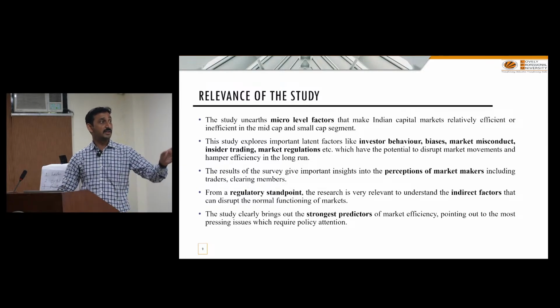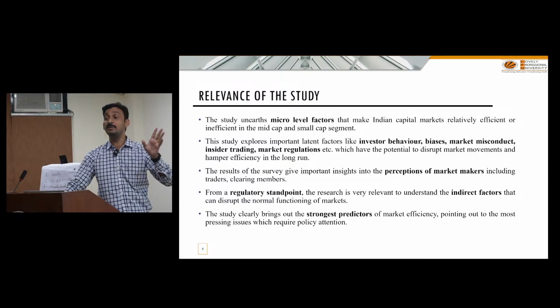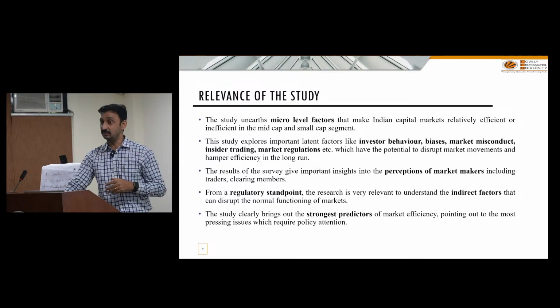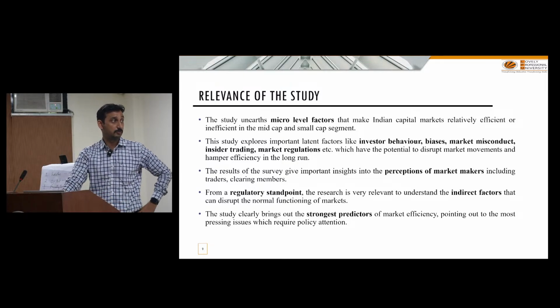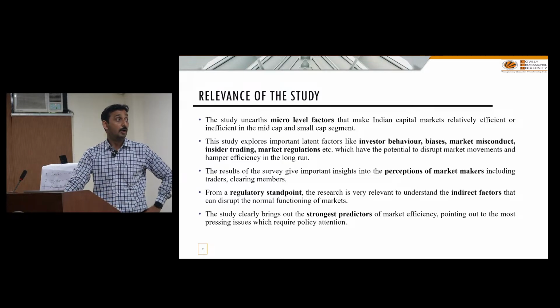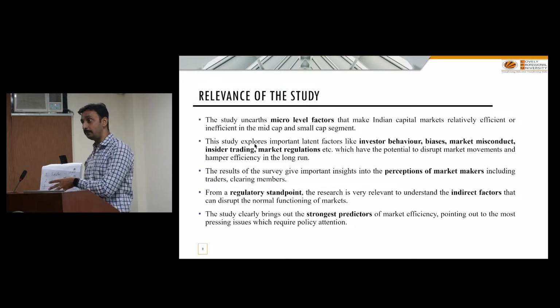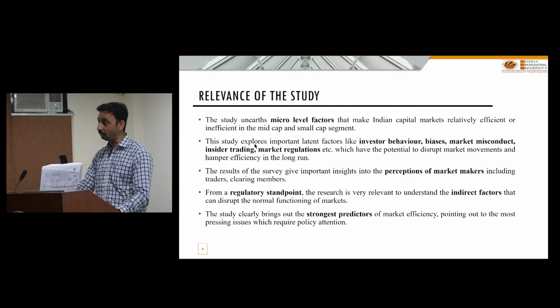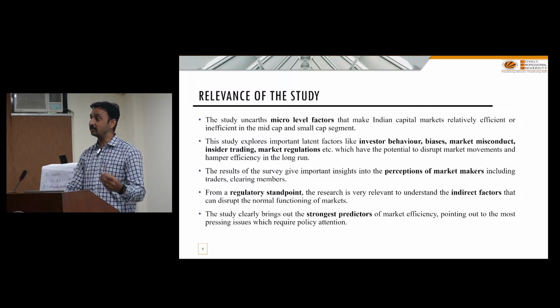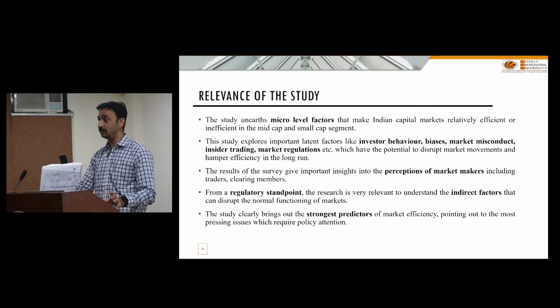The result of the survey gives an important insight into the perception of the market participants and market makers, the traders, about the efficiency of the market. That is also important from the regulatory standpoint. As we know, we identified a lot of factors that are hampering the efficiency. How can regulators take some input from it and enhance their surveillance mechanism? Although the regulator is doing a lot of things, maybe there are certain factors where regulators need to work a bit more to make things more dynamic.